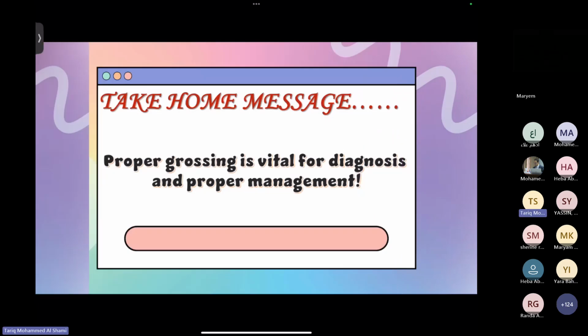So our take-home message: proper grading is vital for proper diagnosis and proper management. Your decision is very important, it is the cornerstone of the case. So be careful and make it correct.